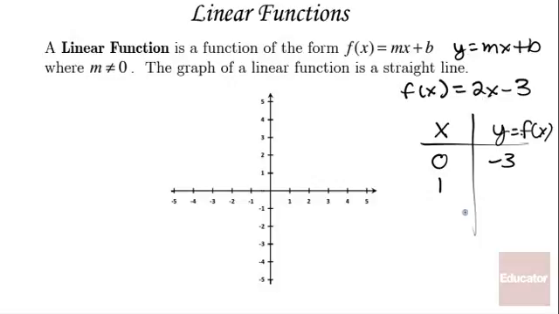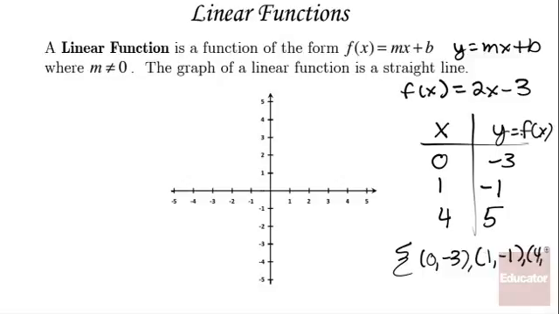Then x equals 1 is going to give me a value of f of x, or y, of negative 1. And then I could use 4 and generate a second point of 5. So I have some coordinate pairs: 0, negative 3; 1, negative 1; and 4, 5. So now I can go ahead and graph these out.